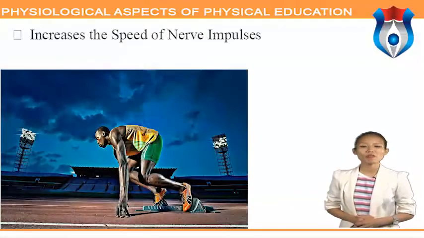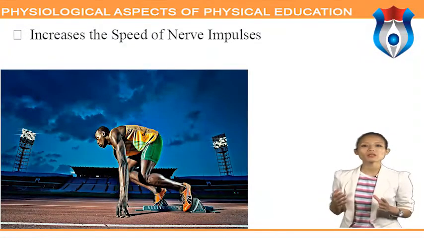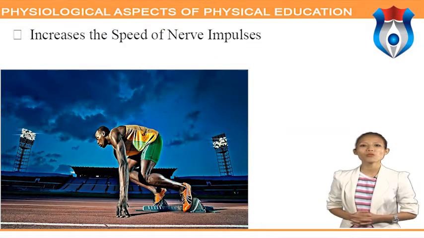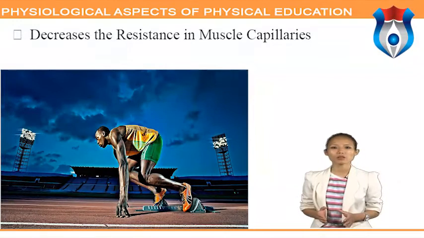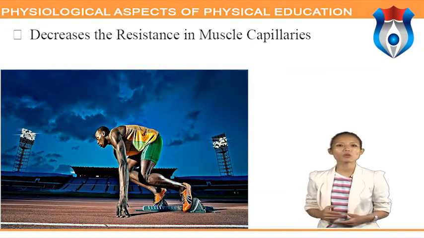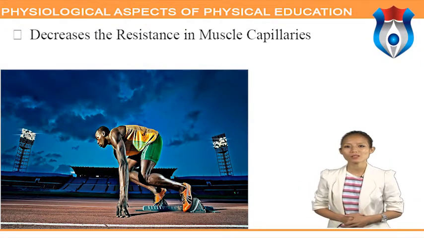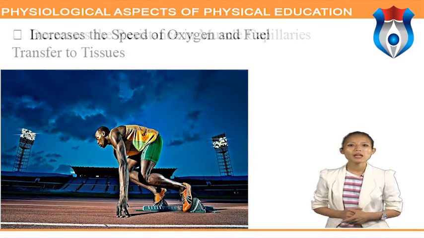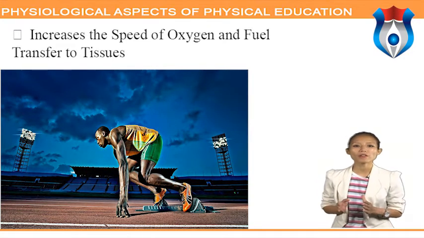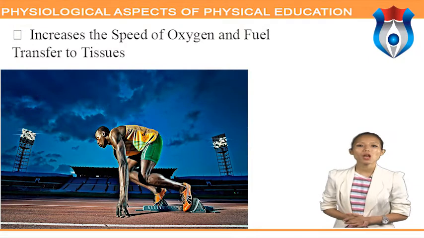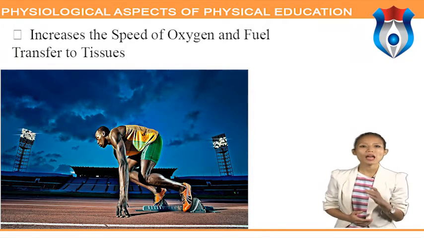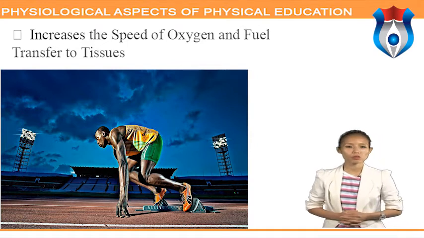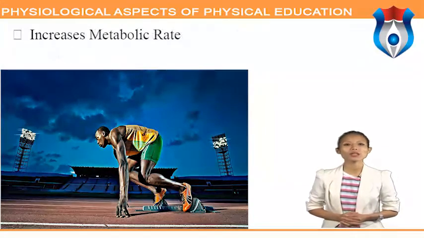Increases the speed of nerve impulses. Warming up increases the speed of nerve impulses. This improves and sharpens the reaction time of sports persons. Decreases the resistance in muscle capillaries. A lot of research papers reveal that warming up decreases the resistance in muscle capillaries. Increases the speed of oxygen and fuel transfer to tissues. A proper warming up schedule increases the speed of oxygen and fuel transfer to tissues. Increases metabolic rate.